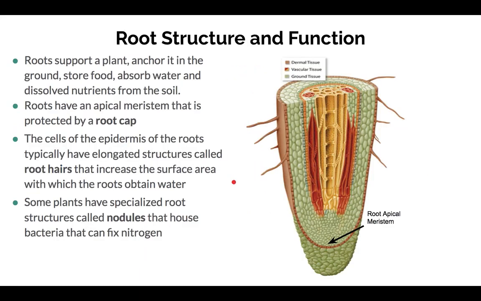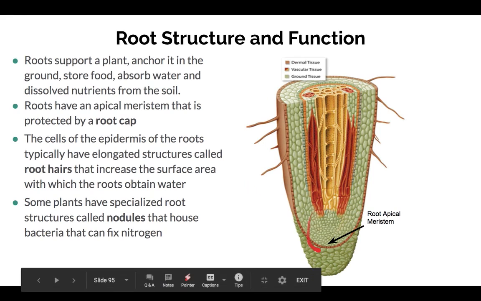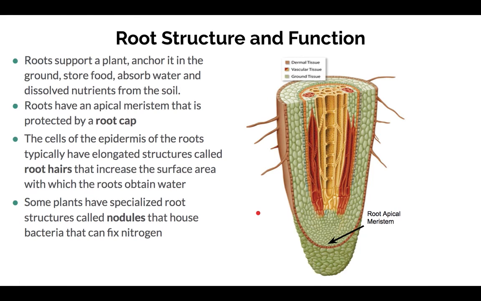Root structure and function. So we know roots support a plant, they anchor it in the ground, they store food, absorb water, and dissolved nutrients from the soil. Roots have an apical meristem that is protected by a root cap. So here's the apical meristem, here's the root cap. The cells of the epidermis of the roots typically have elongated structures called root hairs. And these here, the root hairs, just increase the surface area in which the roots can obtain water, because we know plants cannot get up and walk to find water. So instead they have these root hairs.